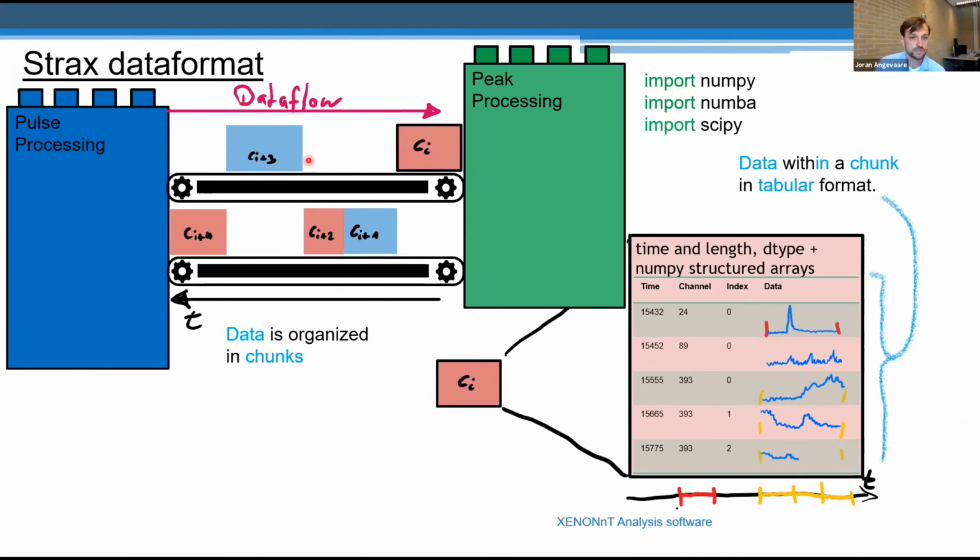We can do multiple chunks at the same time, here illustrated with the conveyor belts, because we are able to multi-process all this. Now, each of these chunks is organized in a tabular format. That means that the arrays are of fixed length. We use numpy structured arrays for this, and everything is a fixed length.